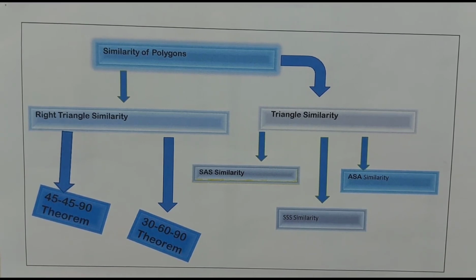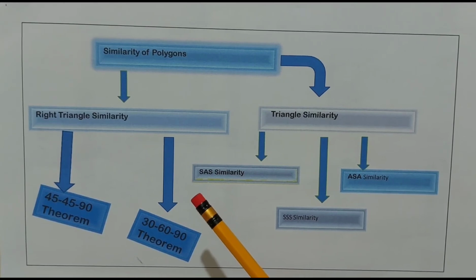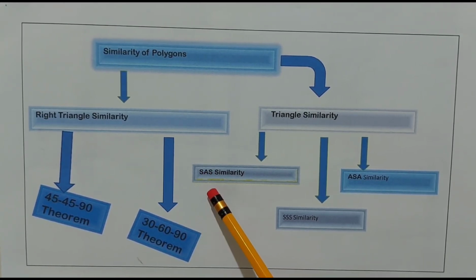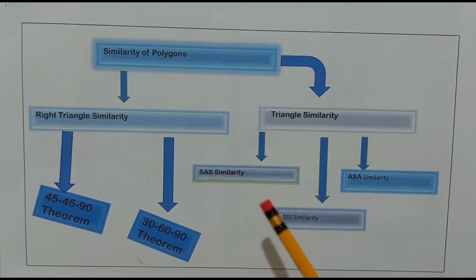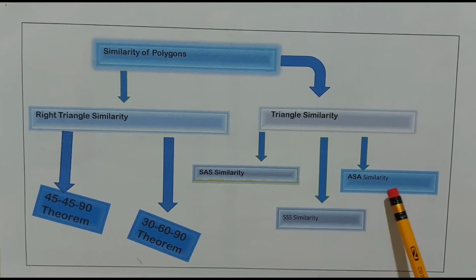Let me show you first the flowchart of our discussion. So, when talking about similarity of polygons, we are going to talk about right triangle similarity and triangle similarity. In right triangle similarity, we have two special right triangles: the 45-45-90 degrees right triangle theorem and the 30-60-90 degrees right triangle theorem. And in triangle similarity, you may already have an idea about this. We have the SAS similarity, or side angle side similarity, the SSS similarity, or side side side similarity, and the third one, the ASA similarity, or angle side angle similarity.